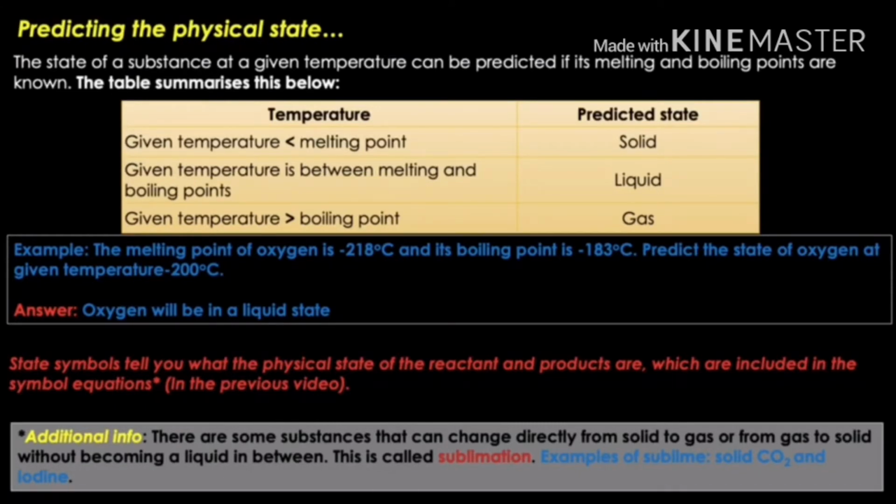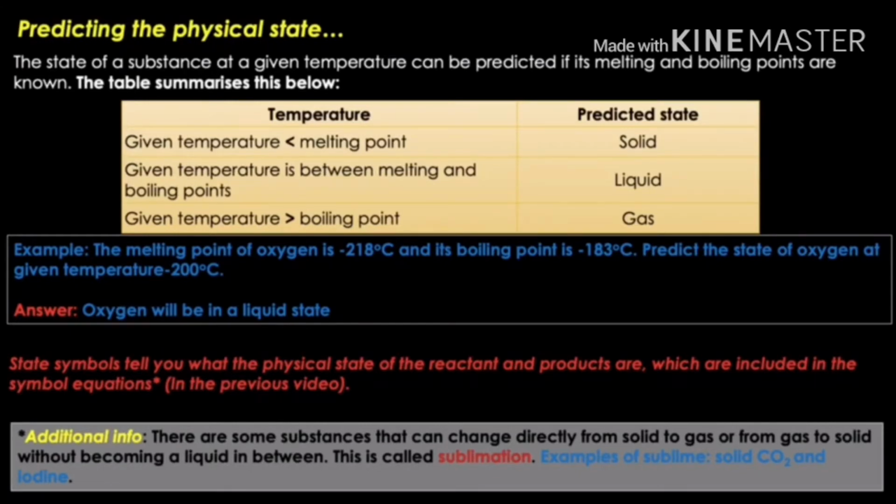The table summarizes this below. If the given temperature is below the melting point of the substance, then it's a solid. If the given temperature is in between the melting and boiling point, then it's a liquid. If the given temperature is above the boiling point, then it will be a gas.